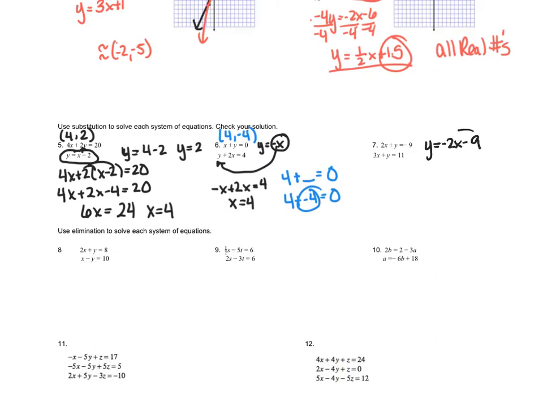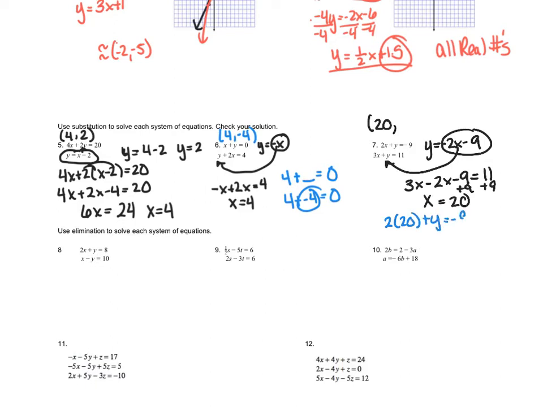Okay, so y equals negative 2x minus 9. We're going to fill that in here. So 3x minus 2x minus 9 equals 11. 3x minus 2x is x. We're going to add 9. So x equals 20. So now I'm going to fill in 20. So 2 times 20 plus y equals negative 9. We're going to minus the 40 because 2 times 20. So y is negative 49.